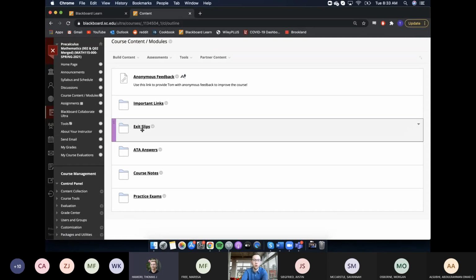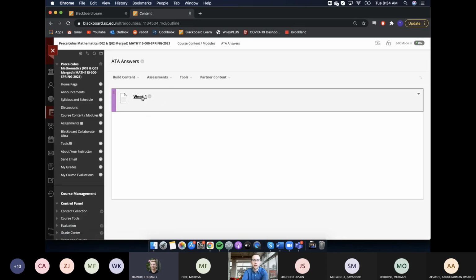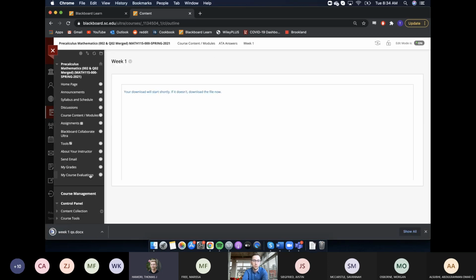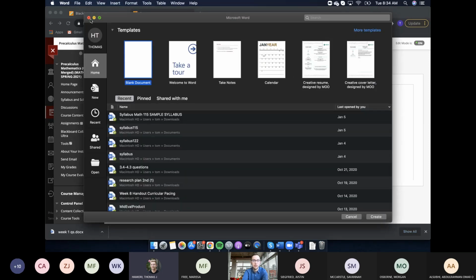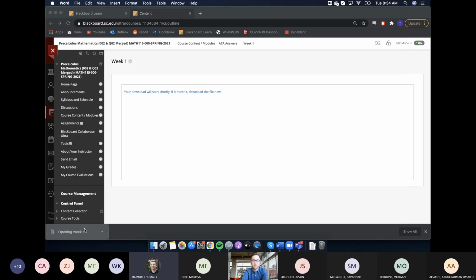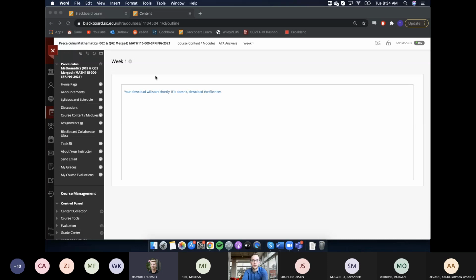Any questions that come in on the exit slips, I will post weekly to this answers folder. You can open up this document and it has all the answers to the student questions from the exit slips from last week. It's useful to go through that because it contains lots of common questions from students, like what's the best way to practice what we've been learning, and things like this.